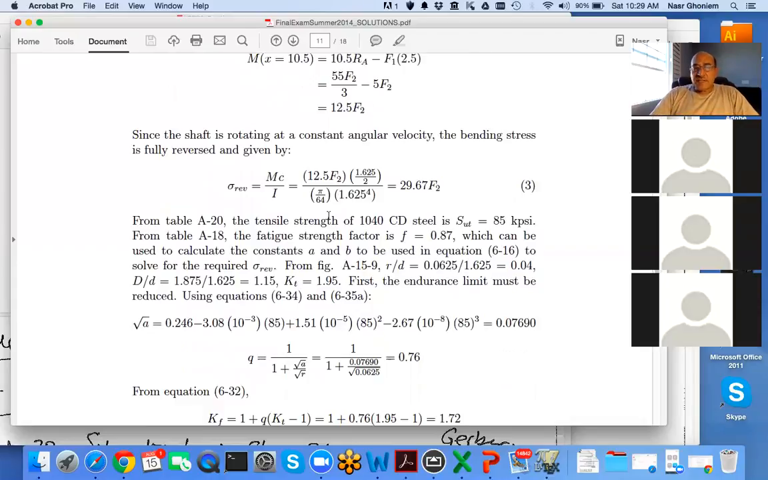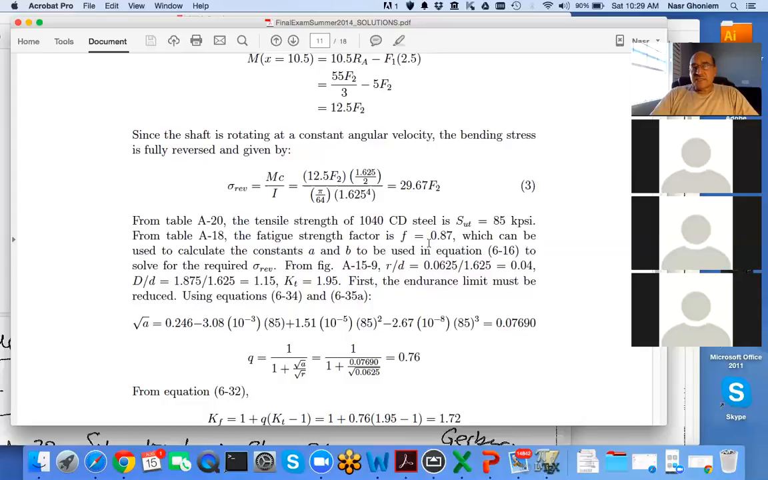So it's all about tables. You have to be familiar with those. Table A20, we get the ultimate strength, 85. Table A18, we get the fatigue strength factor F equals 0.87, the one that I mentioned, important for the delineation between low cycle fatigue and high cycle fatigue. And then, so all of the S ultimate and F will do the job for the SN curve, pretty much.